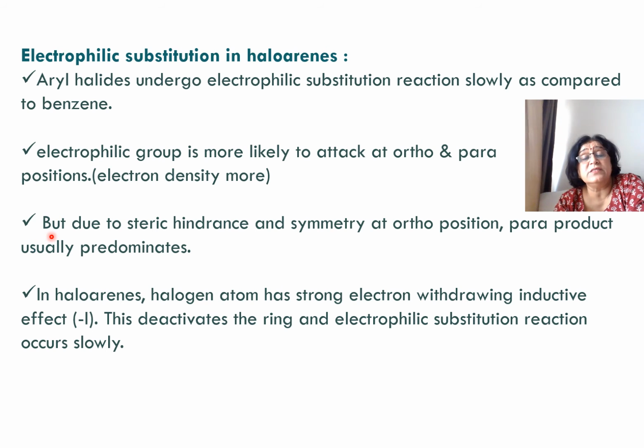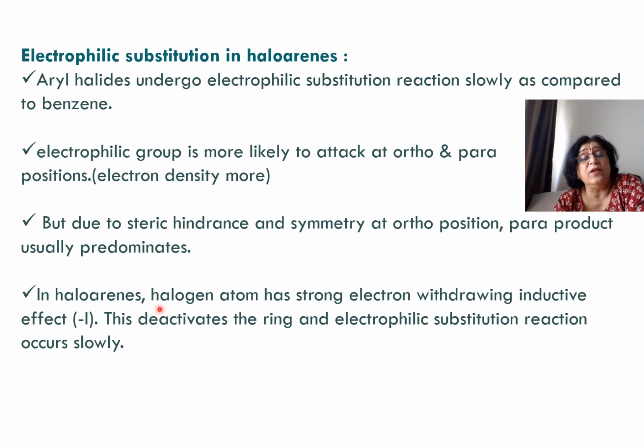Now, amongst the ortho and para products, whose possibility is more? The possibility is more of the para product. Why? Because of the steric hindrance and because of the symmetry. So formation of ortho product is less feasible because of steric hindrance, and the formation of the para product is more feasible because of the symmetry. Because para products are more symmetrical as compared to the ortho products.